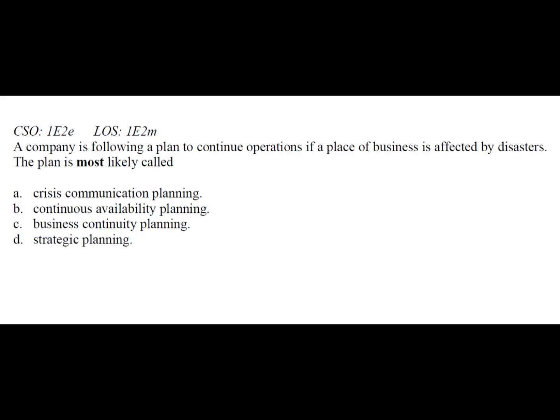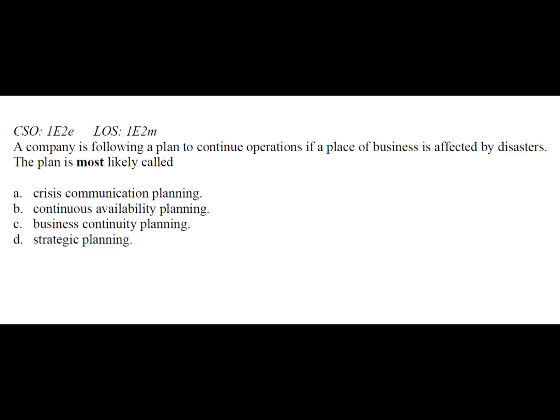The key phrase in the question is "continue operations if a place of business is affected by disasters." This refers to a comprehensive plan that addresses not only information technology recovery but also personnel, facilities, communications, suppliers, and business processes. Students should distinguish this broad organizational plan from more specialized plans that focus only on communication or system availability. A. Crisis communication planning.